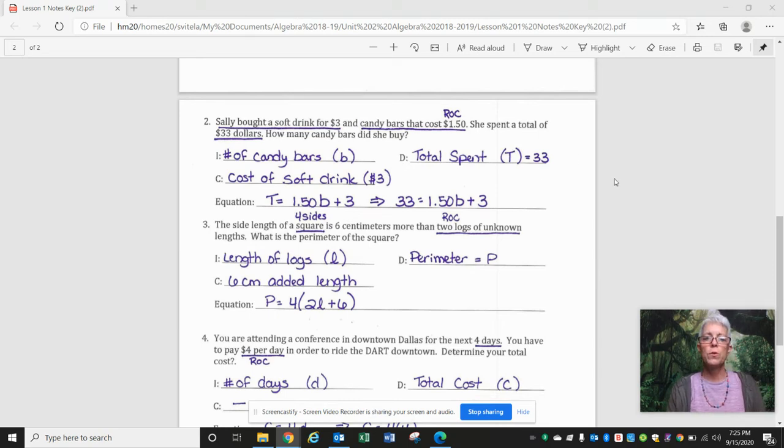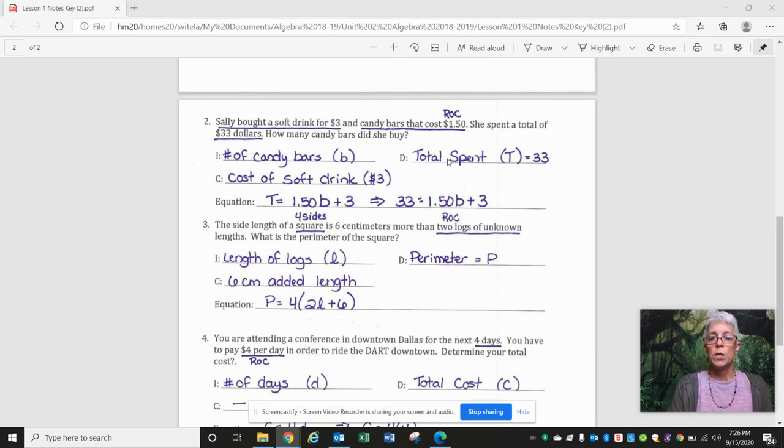So number 2 says, Sally bought a soft drink for $3 and candy bars for $1.50. She spent a total of $33. How many candy bars did she buy? So it says she bought one drink. That's our constant. We don't know how many candy bars she bought, but that's the independent because the total cost will rely on how many candy bars she bought. So this I for independent is the number of candy bars.